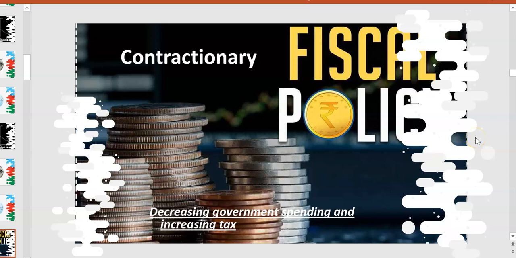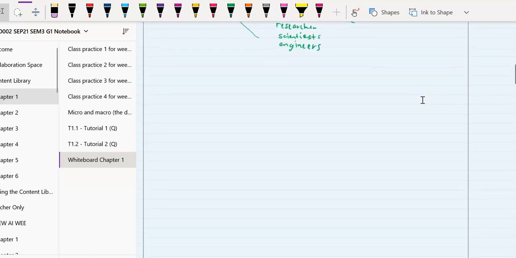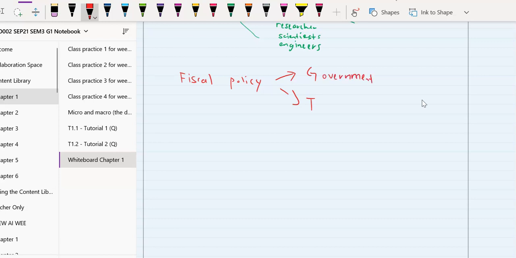For fiscal policy, again, we want to start with contractionary first. Fiscal policy also has two tools, right? So fiscal policy tools are government spending, we use G to represent, and tax, we use T to represent. Although it's also involving money, however, it's more towards the revenue and expenses of government. So this money is different from the money supply that the Reserve Bank prints. So I will just write it in full this time. But you must remember G represents government spending and T represents tax.